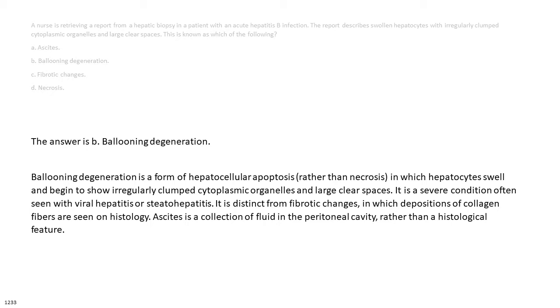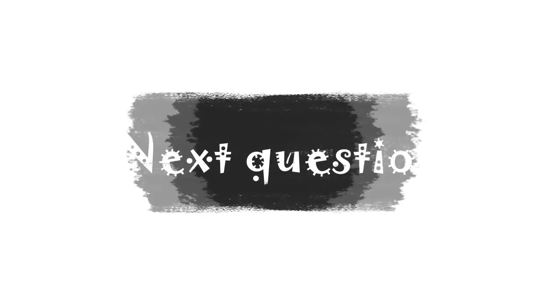It is a severe condition often seen with viral hepatitis or steatohepatitis. It is distinct from fibrotic changes, in which depositions of collagen fibers are seen on histology. Ascites is a collection of fluid in the peritoneal cavity, rather than a histological feature.